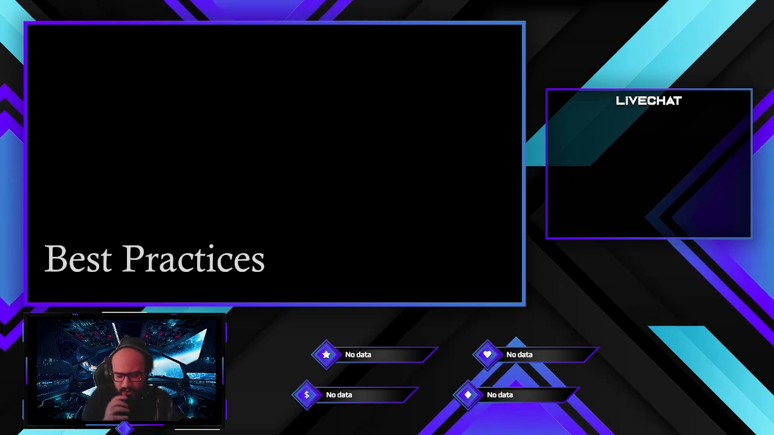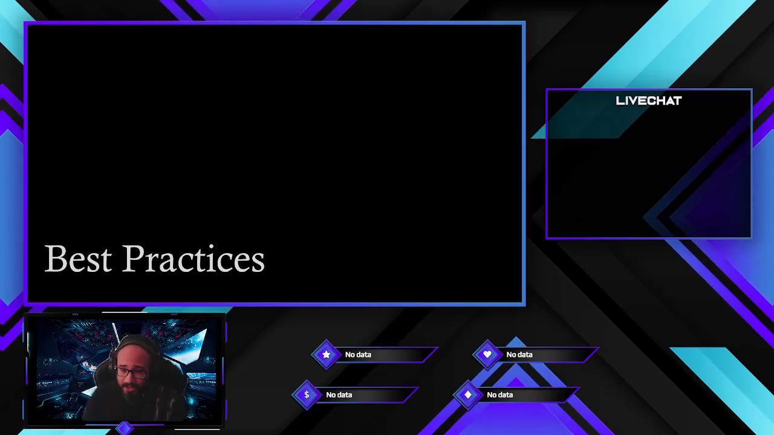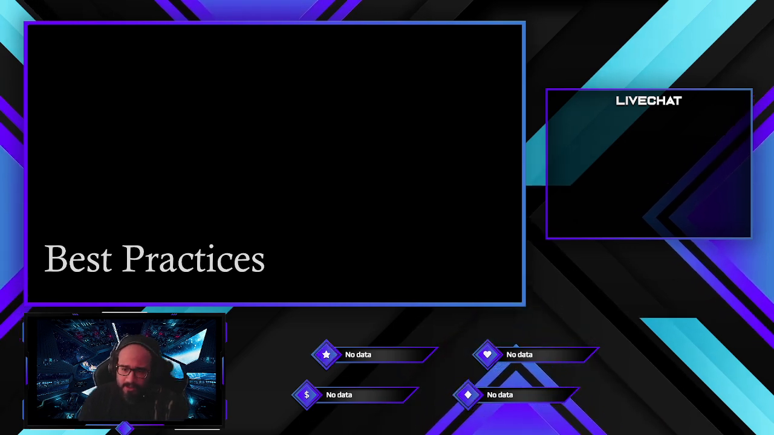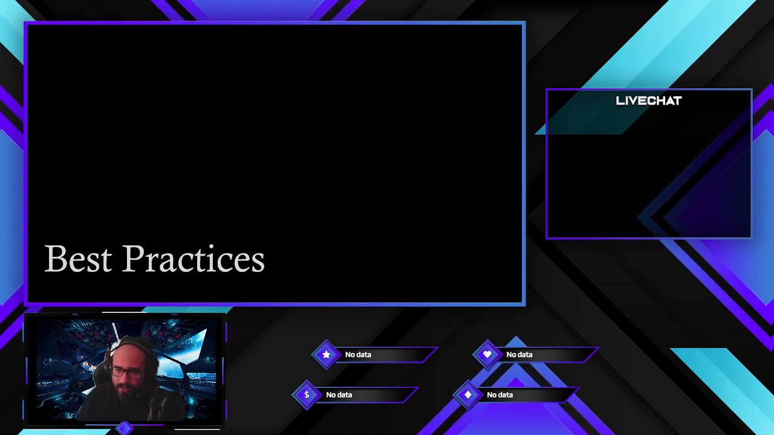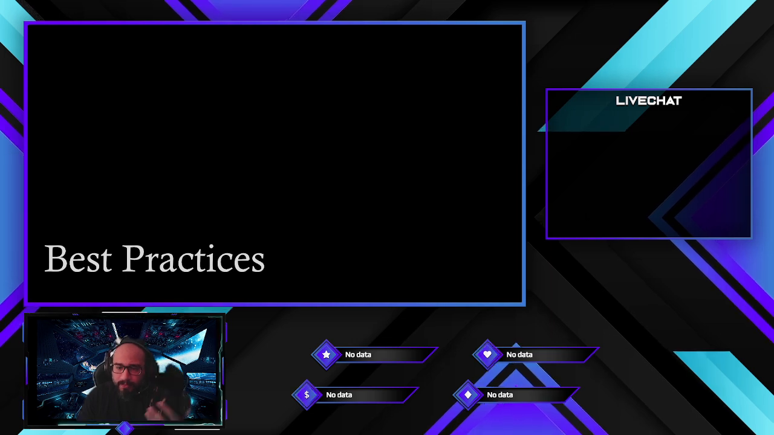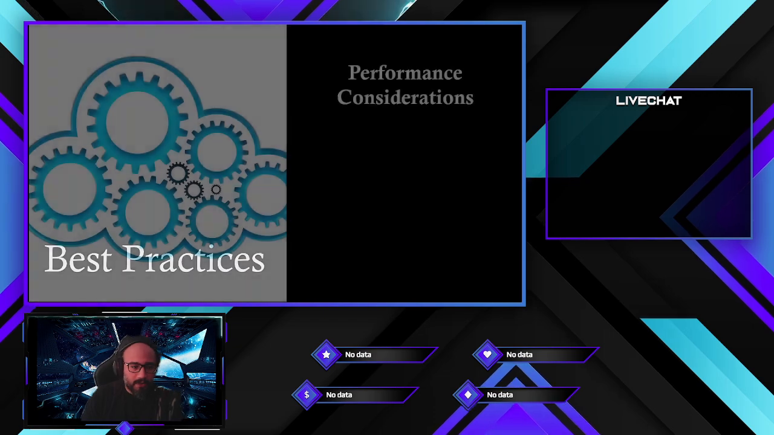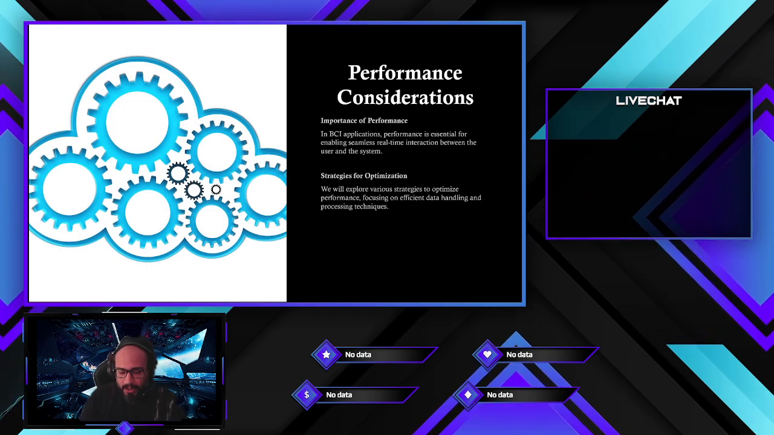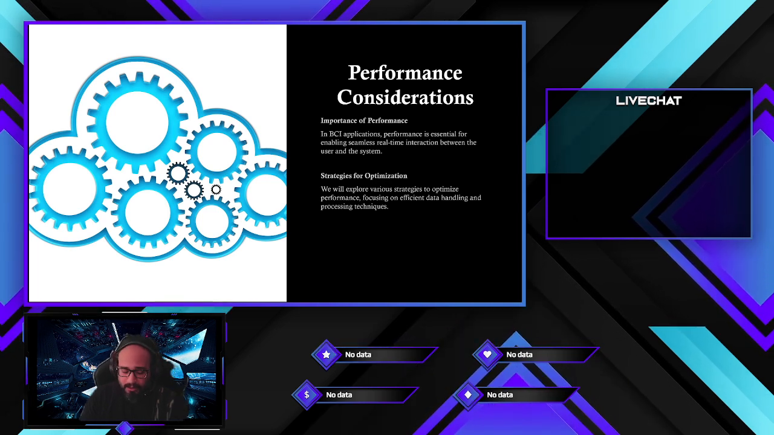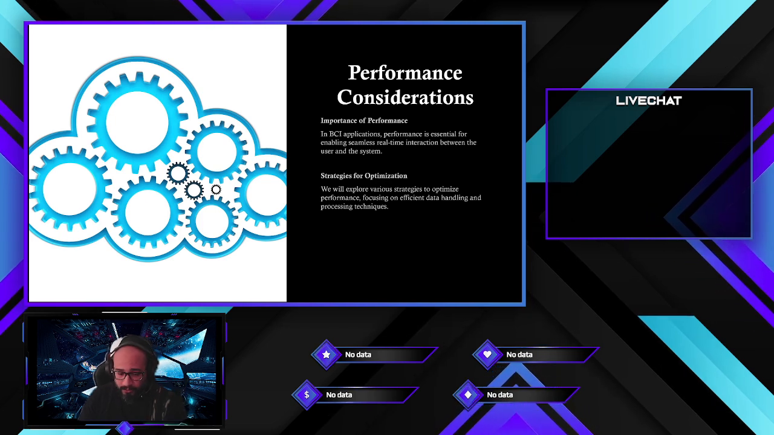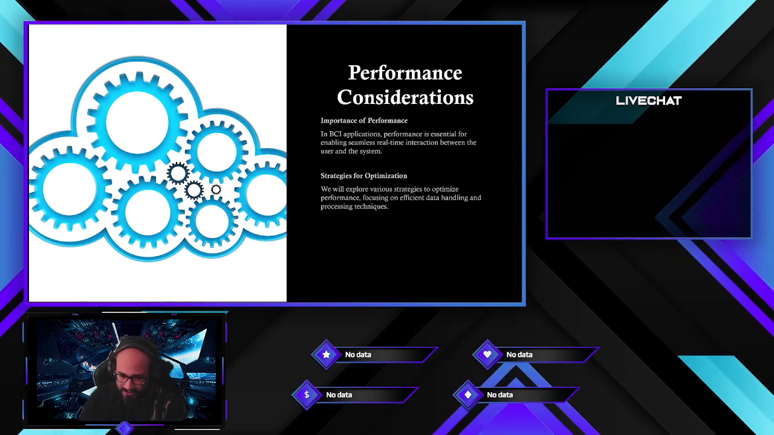Okay, ensuring that a BCI application adheres to best practices is very crucial and vital, and we will consider some aspects such as performance, platform compatibility, error handling, user experience, and even security. For example, performance is very crucial in BCI applications, and this is to achieve real-time interaction, which is very important.